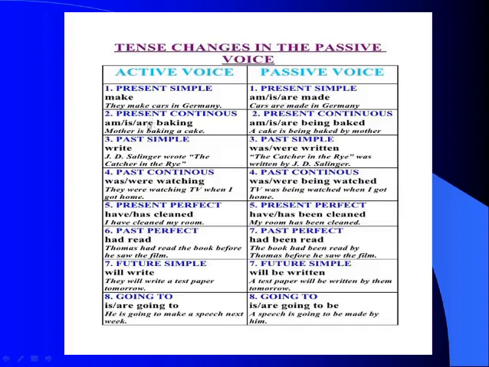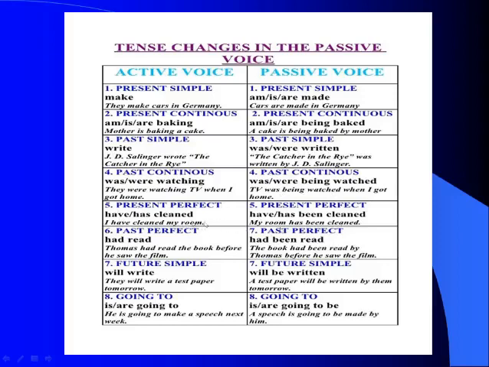Present continuous, I already told you. If it is the ing form, there will be being. Mother is baking a cake. A cake is being baked by mother. Write, was written. Was, were watching will become was being watched. Have, has cleaned. I have cleaned my room. My room has been cleaned.